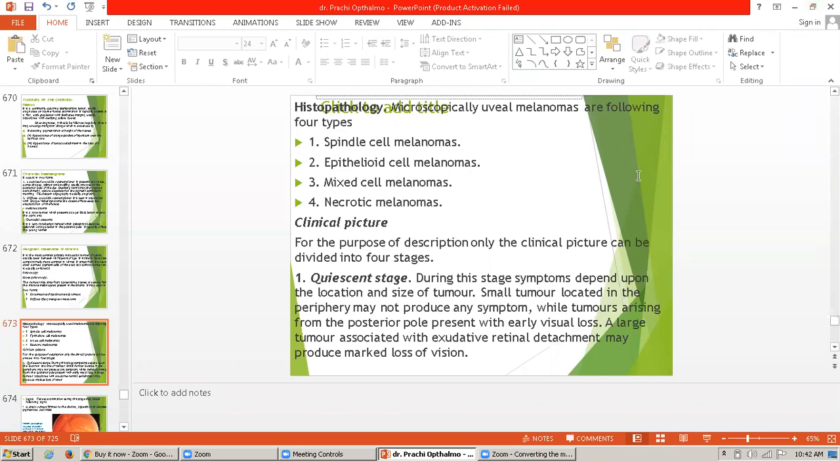So, histopathologically, microscopically, the uveal melanoma are of the following four types. In that, first one is the spindle cell melanoma, then epithelioid cell melanoma, third is the mixed cell melanoma, and fourth, that is necrotic melanoma.